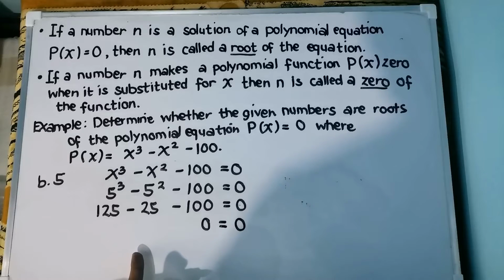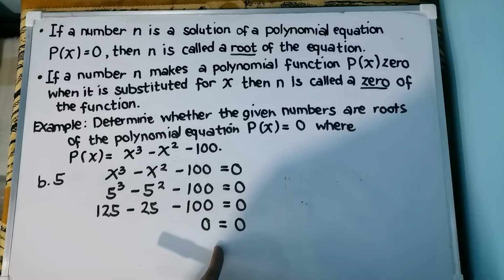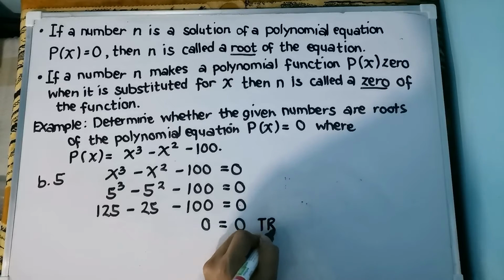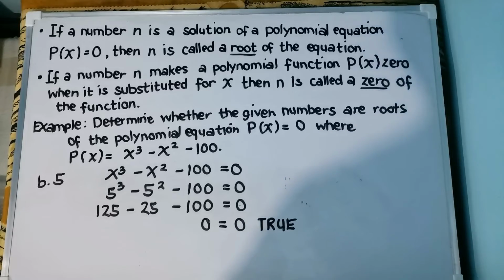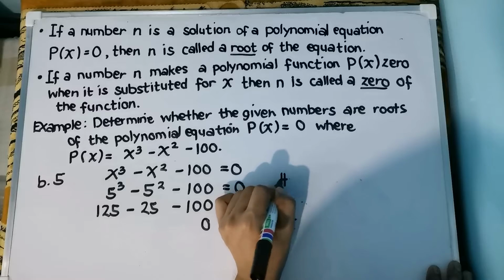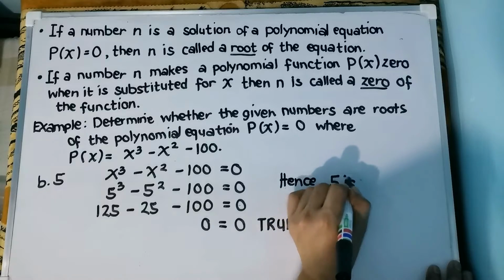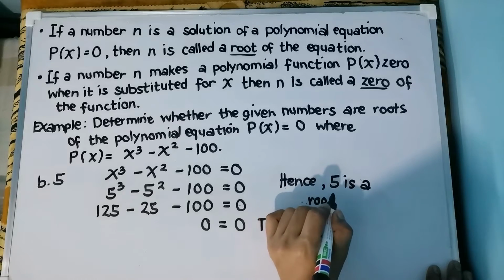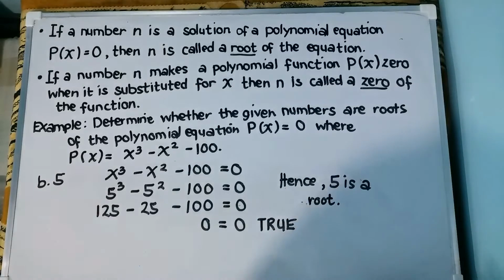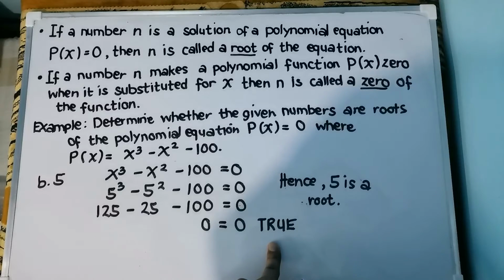0 equals 0. So upon substituting 5 for x yields a true equation. So ang lumabas dito ay true equation. So hence, we can say that 5 is a root. So that's it. So masasabi nyo kung ang given number ay root or hindi upon substituting, kapag ang lumabas ay true equation, so therefore it is a root. So otherwise, kapag false equation ang lumabas, that is not a root.